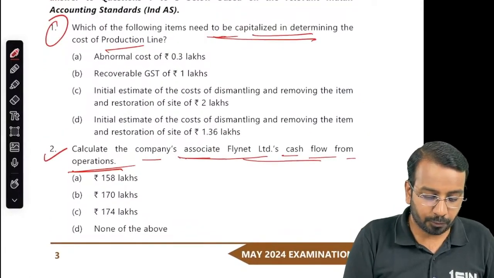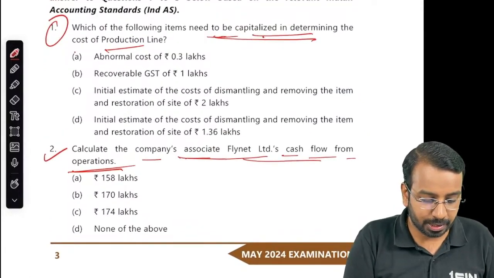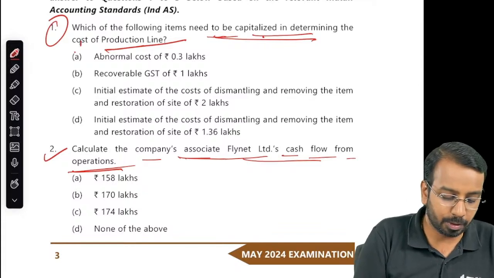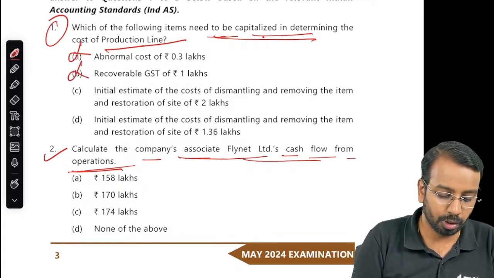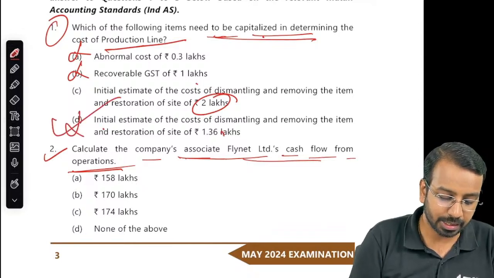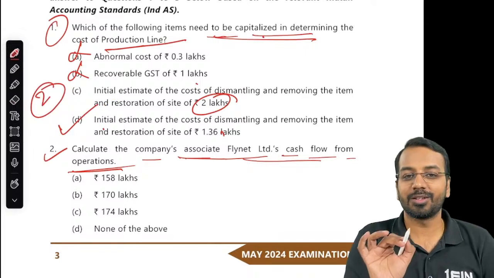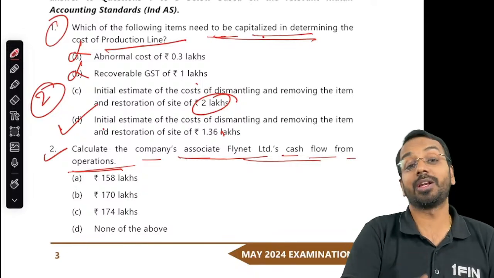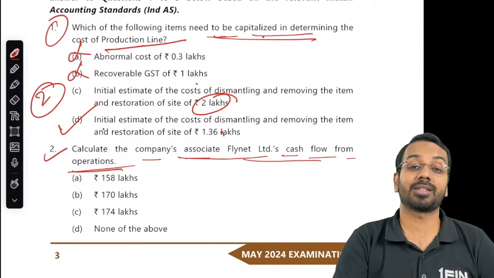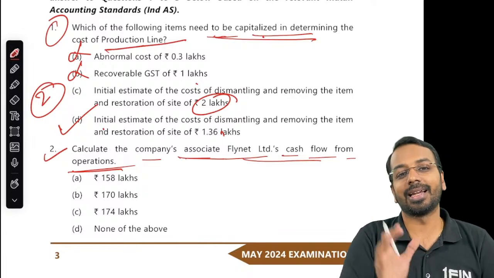First, which of the following items need to be capitalized in determining the cost of the production line? Do we take abnormal cost? No. Recoverable GST? No. Initial estimate we take, but not 2 lakhs. We take 1.36 lakhs. So option D. My mistake here. So option D is the right answer. You will get 2 marks. It is so simple, but you have to spend a lot of time. Means you have to be faster. You have to be quicker in analyzing the question.